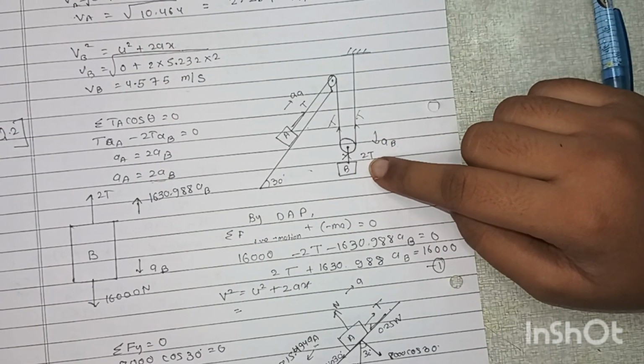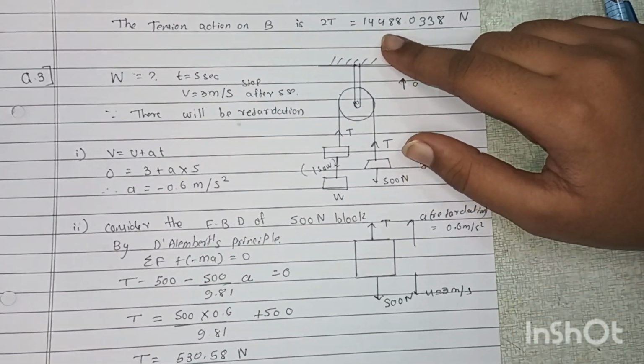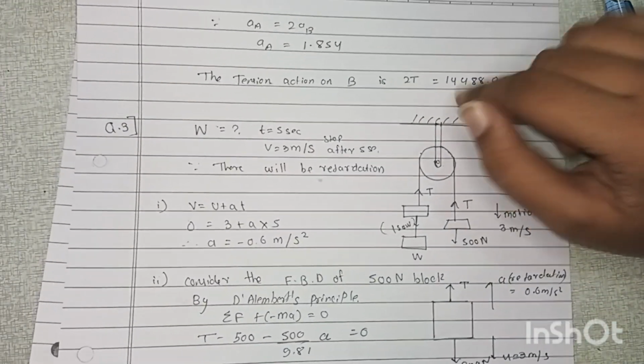Since the tension acts on B, what we have been asked is to find the tension acting on B. So on B there is 2T acting, not only a single T. So you have to multiply this T by 2, and you will get your answer. It is 14,488.033.